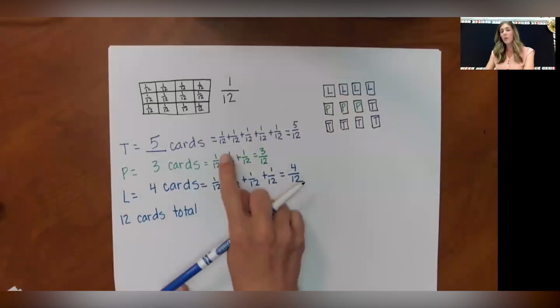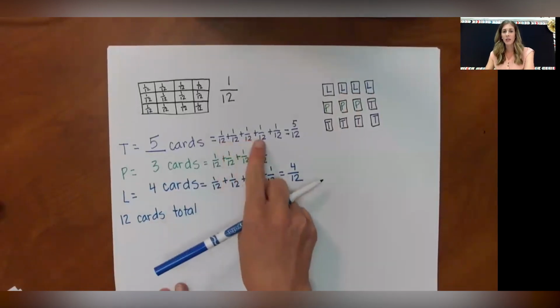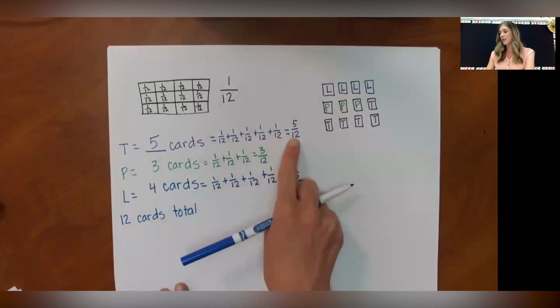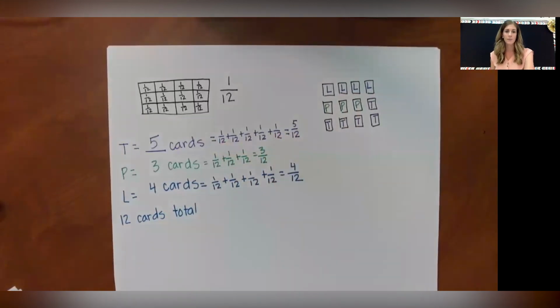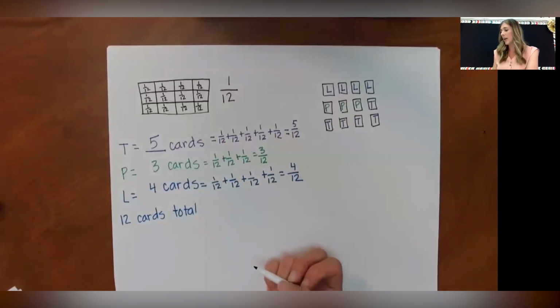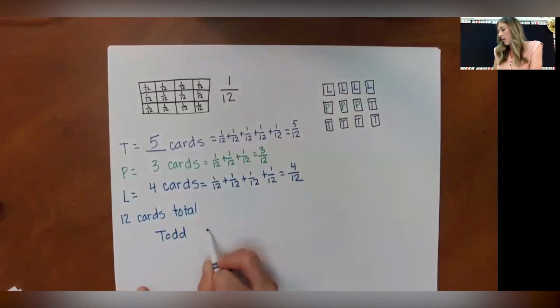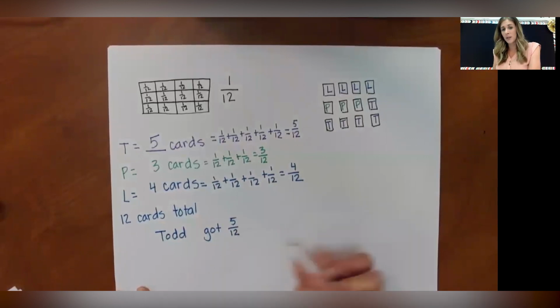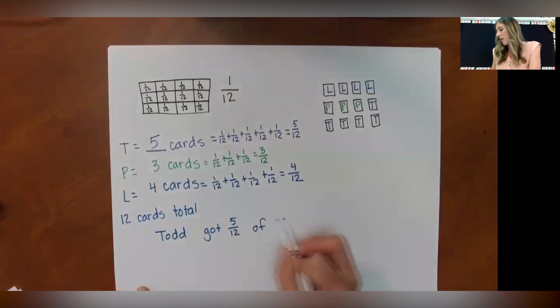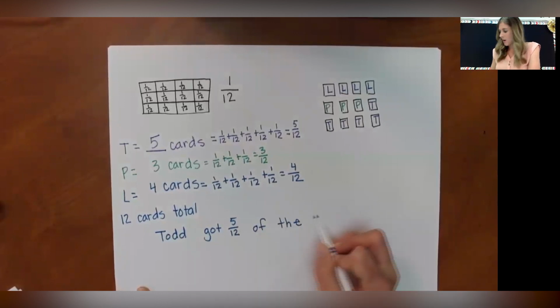Great job. So we were able to use that unit fraction to help us build our understanding of what fraction of the total deck Todd got. So we could answer in a sentence because the question said, what fraction of the pack does Todd get? So we could say Todd got 5/12 of the pack.